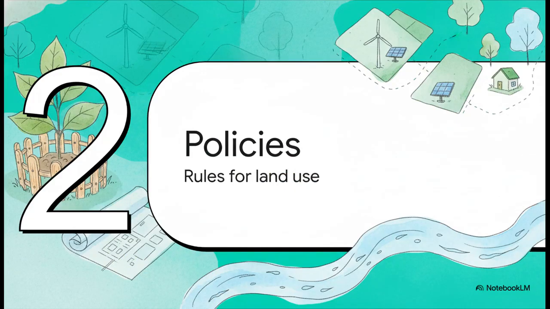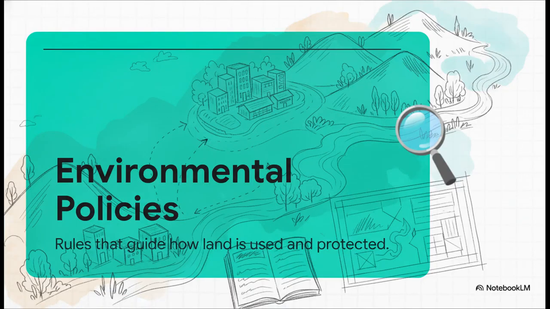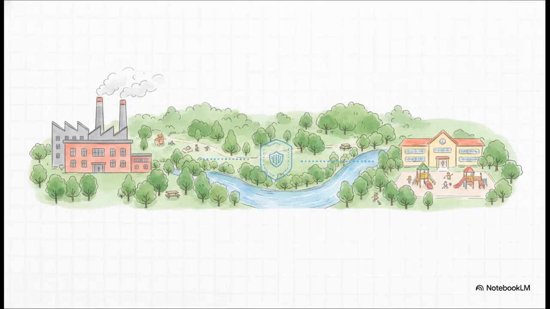Moving on to Section 2. Environmental policies. Because, as you know, urban planning isn't just about pouring concrete and hoping for the best. It takes rigorous oversight. Policies are essentially the rules that guide how land is used and protected. Think of them as the regulatory framework that shapes the spatial realities of our cities and ensures we grow sustainably. In the real world, these restrictions dictate what can and cannot be built on specific plots of land.